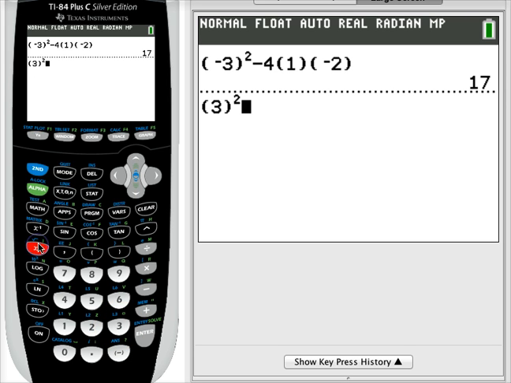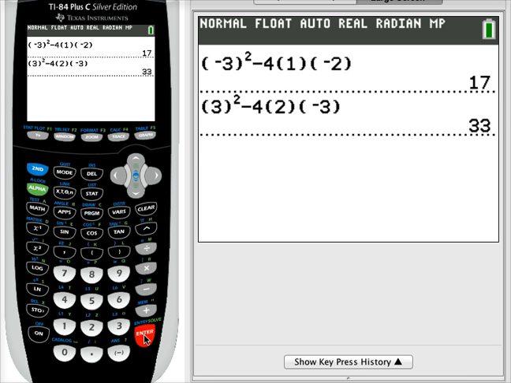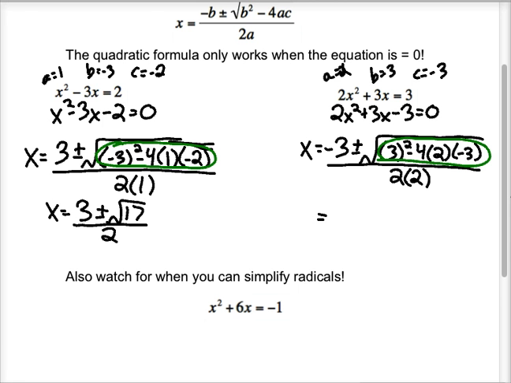B squared minus 4 times A times C. And that's going to give me 33. So 33 is the magic number that is going under my radical. So on the bottom, 2 times 2 gives me 4. And that is going to be how I can leave my answer.